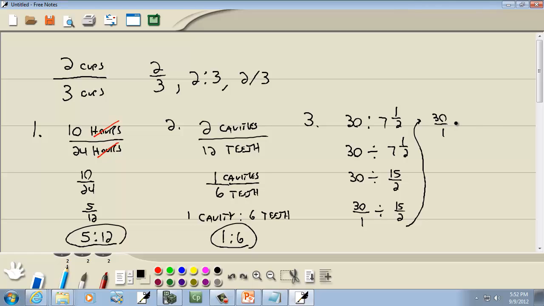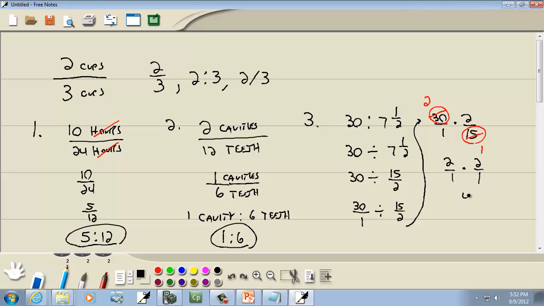So I've got 30 over 1, and we immediately rewrite it as multiplication. So that'd be 2 over 15. Oops, let me try it again. Now again, when you're multiplying fractions, if you can divide a number on top and a number on the bottom by the same number, do so. Here's 30 and here's 15. They're both divisible by 15. 15 divided by 15 is 1. 30 divided by 15 is 2. So we'll have 2 over 1 times 2 over 1.